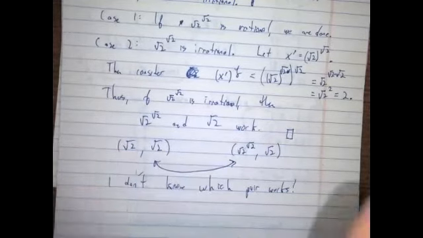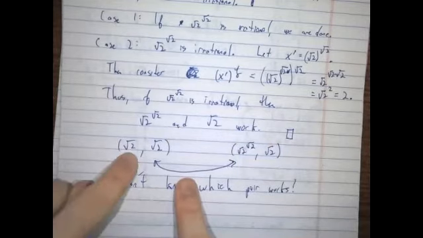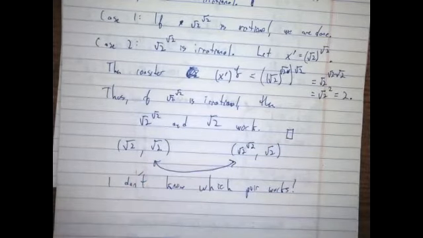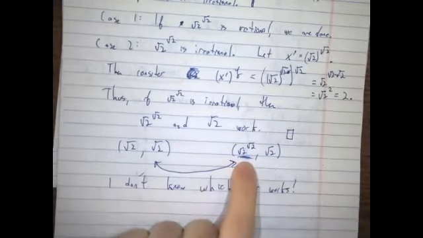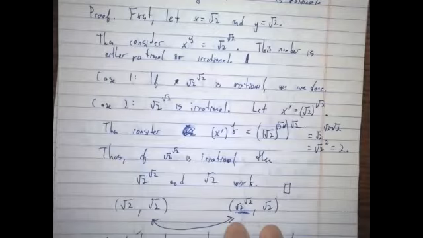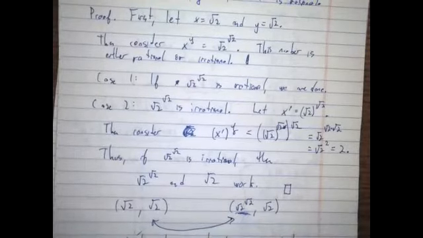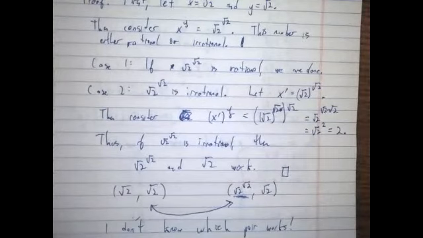And if this pair doesn't work, namely square root of 2 to the square root of 2 is irrational, then I'm allowed to put square root of 2 to the square root of 2 over here because it's irrational. And then I showed square root of 2 to the square root of 2 to the square root of 2 is rational because it's just 2. I agree. This is an excellent proof.